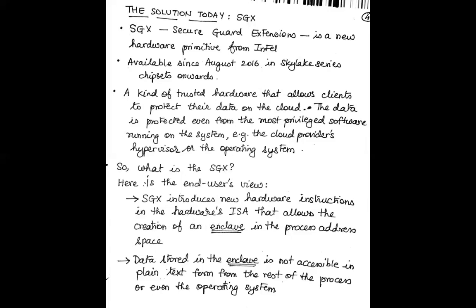So what is an enclave? An enclave is almost like a bank locker, where you can store your data, but it's different from a bank locker in the sense that you can also access and modify the data internally within the locker itself. An enclave is a storage area where, if you store your data in the enclave, it is not accessible in plain text form from either the rest of the process or even the operating system. That's what an enclave is. I'll draw a picture and show you shortly.